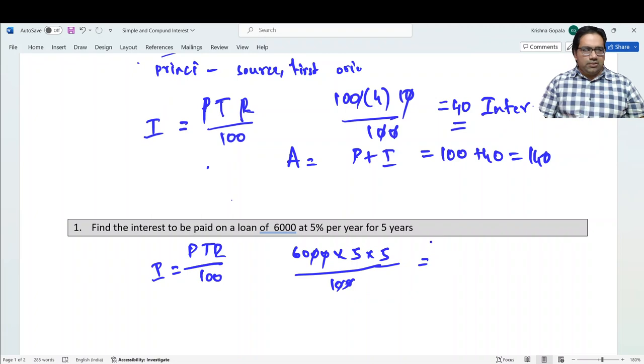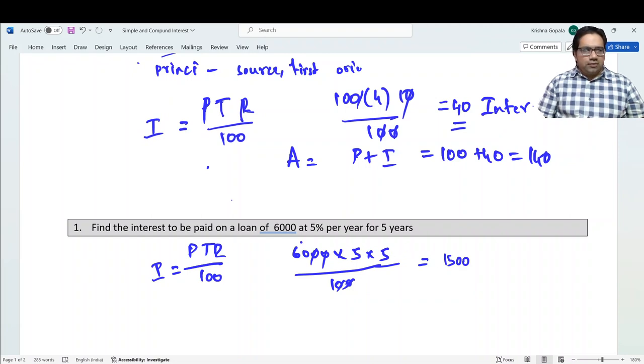What does this mean? 5 into 60 is 300, or 5 into 5, 25. 25 into 60 is 1500. So 1500 is what we have to repay.